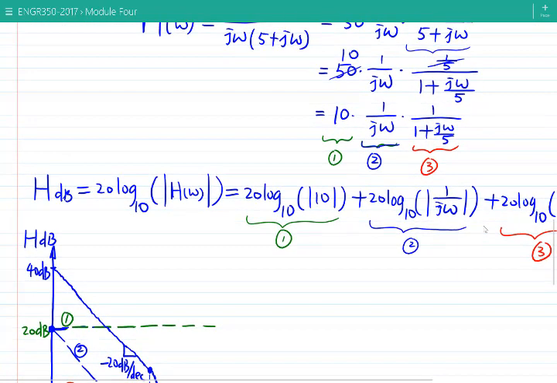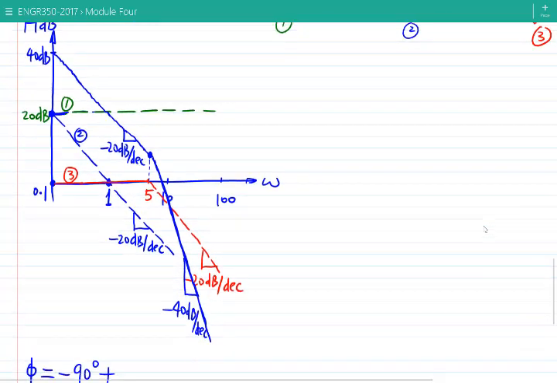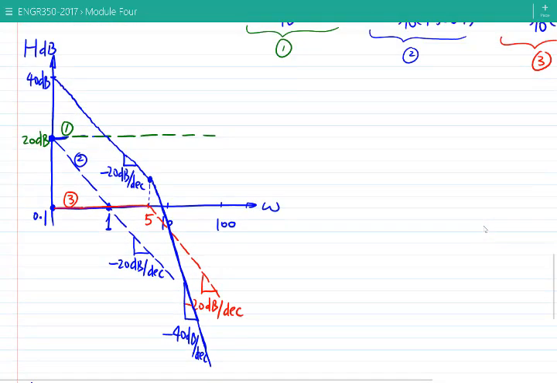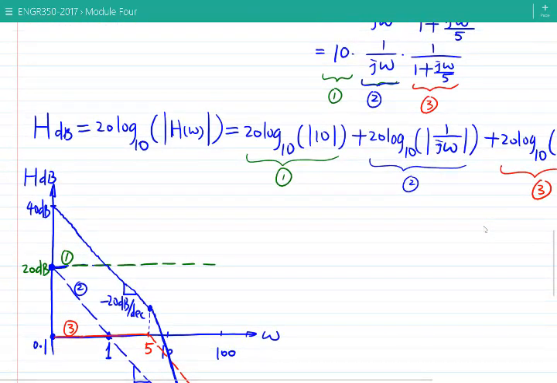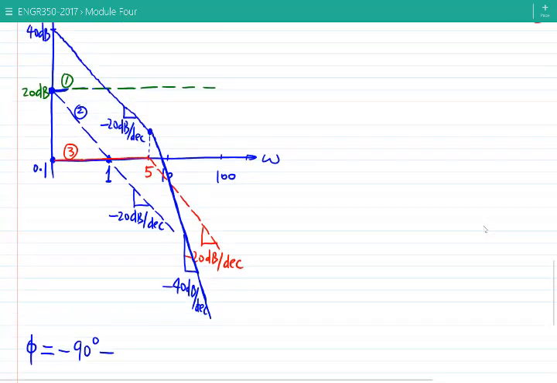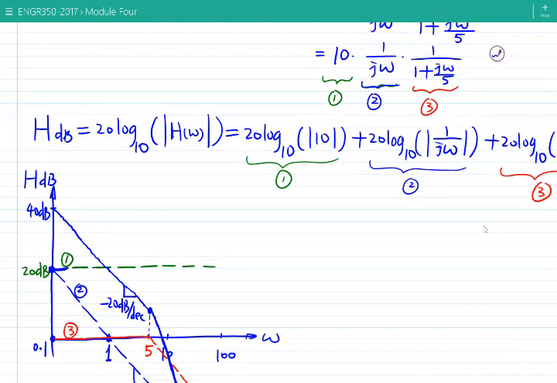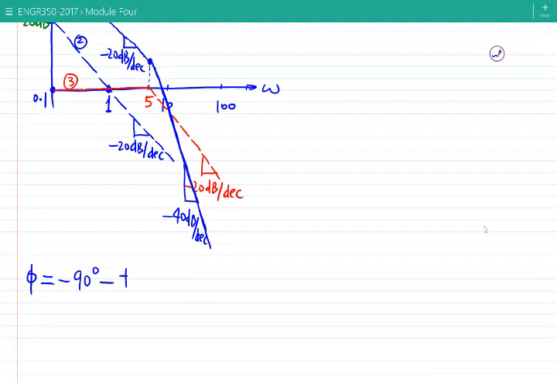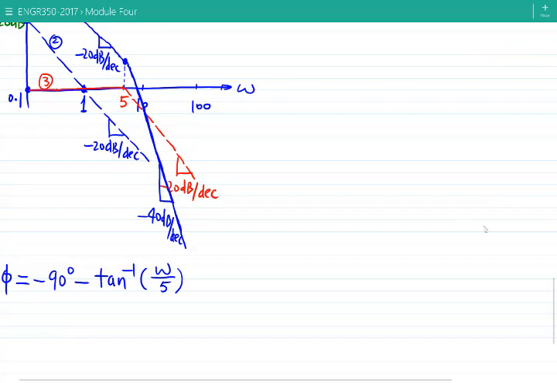For the third factor, let's write the phase angle here. It is minus the phase angle of the denominator, 1 plus j omega over 5. The phase angle of 1 plus j omega over 5 is the inverse tangent function of omega over 5.